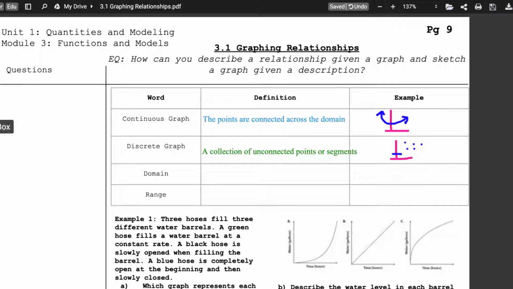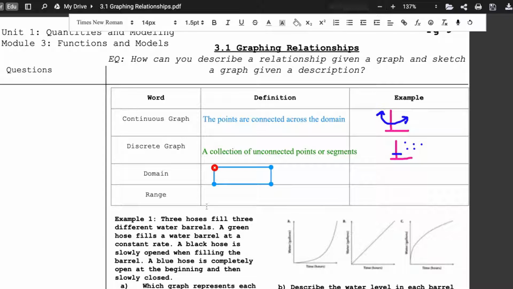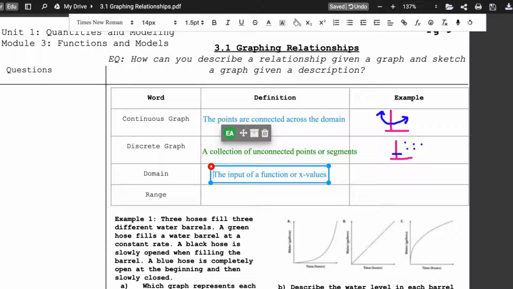So the domain is another word that we really need to look at. And the domain represents the x values in a relation, in a function. So the input of a function is actually what we call it. So the numbers we put in to find out what we get, or x values. X values is the easiest to remember by because you guys know what x is. Like x is the horizontal axis, x is the first number in a point.